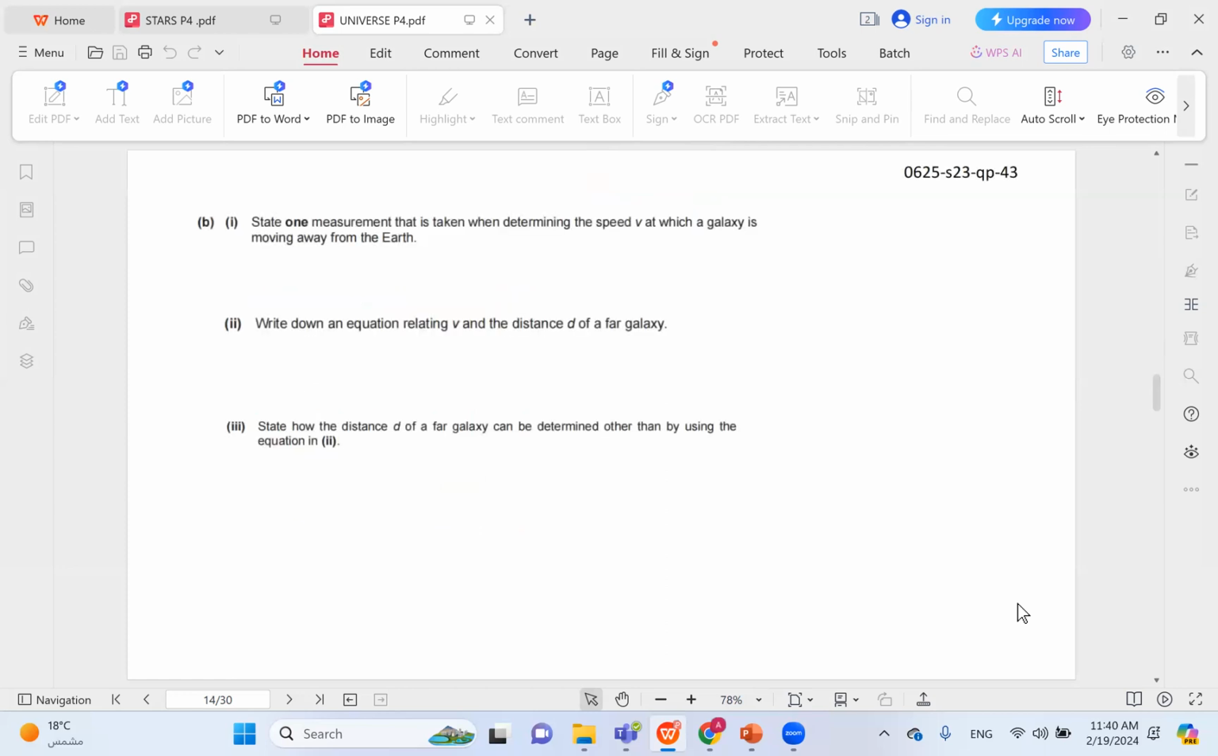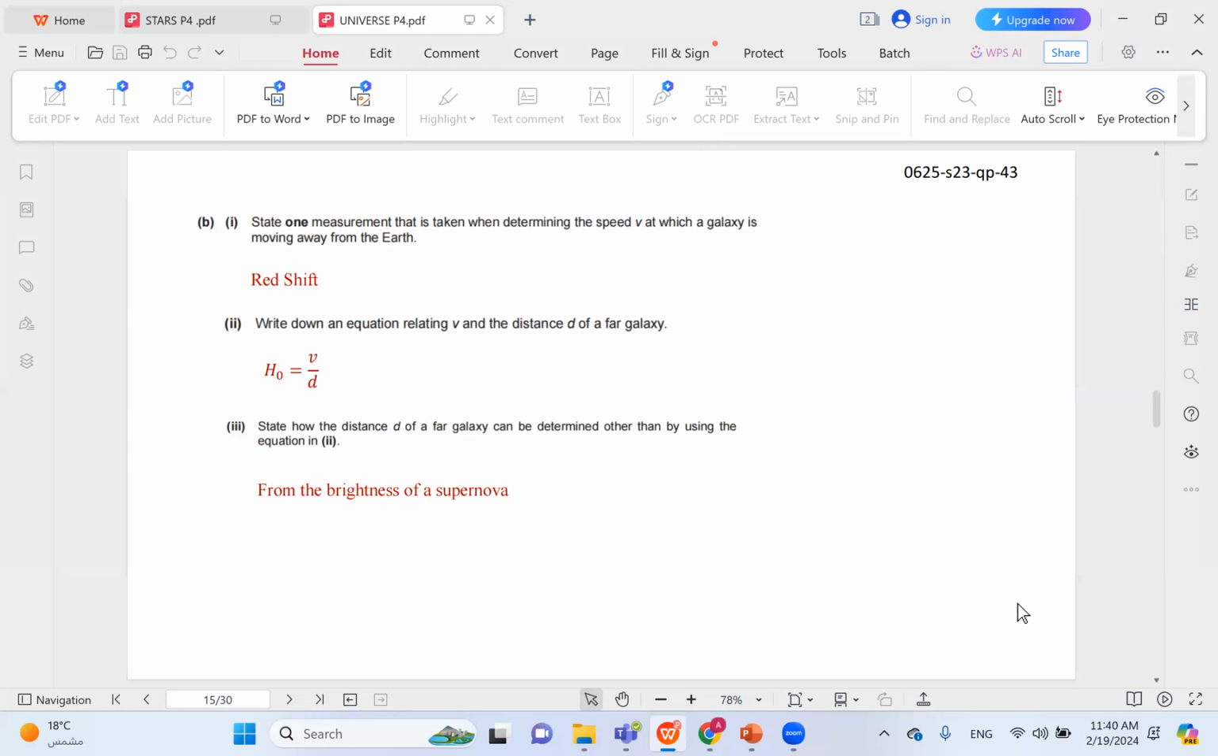State one measurement that is taken when determining the speed v at which a galaxy is moving away from Earth. We said that the speed v is related to redshift. Redshift tells us the speed of the galaxy. Write down an equation relating v and d, where d is the distance of a faraway galaxy. Again, we said that Hubble's constant, which is H0, is equal to the speed over the distance. And the unit here would be 1 over time, so it would be per second, or second to the power of negative 1, would be the unit of Hubble's constant.